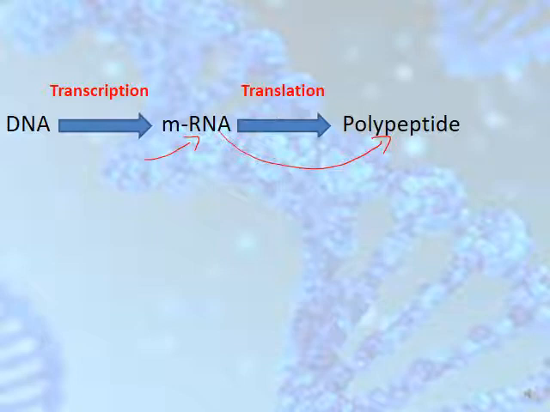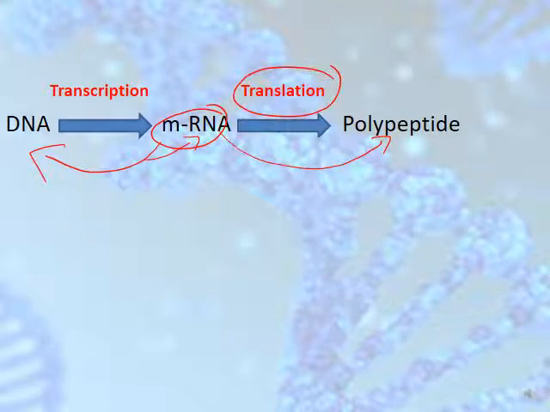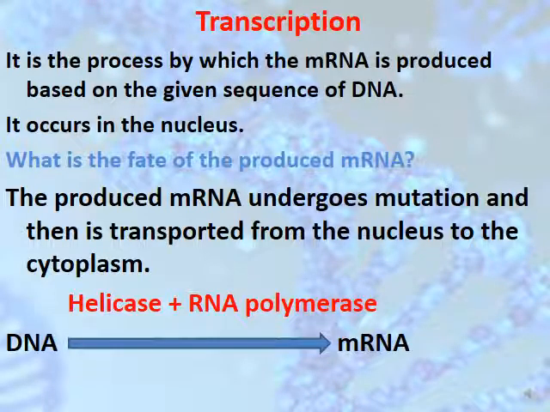Transcription is the process where we have production of mRNA from DNA. Sure, we have some enzymes that should interfere: an enzyme called helicase and another enzyme called RNA polymerase. Whereas translation is the process where we have production of polypeptides starting from mRNA. So let's start with transcription.